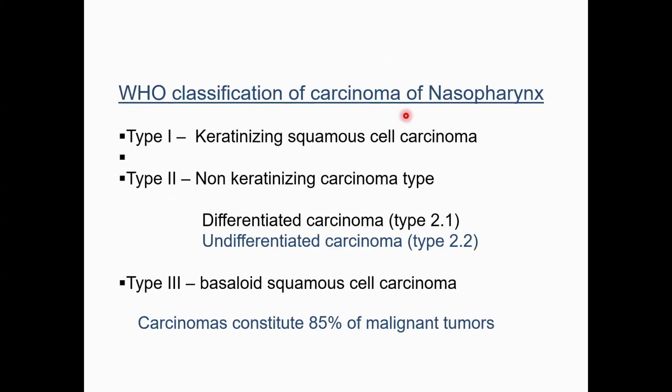Now coming to the WHO classification for carcinoma nasopharynx, that's a pathological classification. Type 1 is keratinizing squamous cell carcinoma. It is rare and mainly due to smoking. Non-keratinizing is the most common. It is differentiated and undifferentiated, and most of them are undifferentiated. You need to do immunohistochemistry to check whether cytokeratin is positive or not. And type 3 is basaloid, which constitutes less than 5% of cases. Most commonly, it is type 2, either 2A or 2B, that is differentiated non-keratinizing carcinoma or undifferentiated carcinoma.